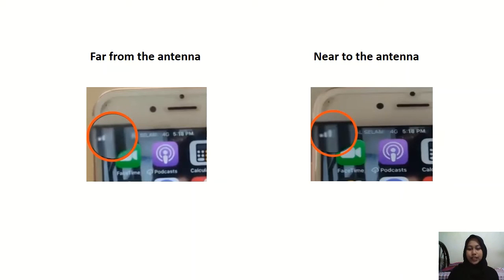Next, I've done a test based on the distance. When the cell phone is far from the antenna, the signal bar becomes 2 bar. But when my phone is close to the antenna, the signal bar increased to 3 bar, which means that the distance between the cell phone and the signal booster antenna also needs to be considered.